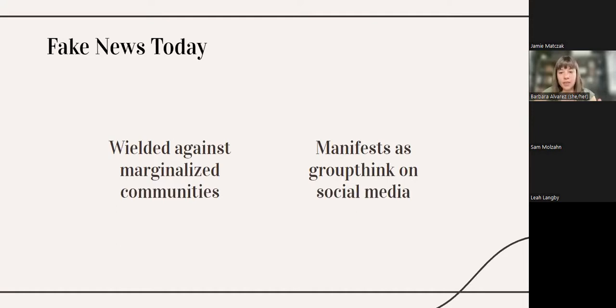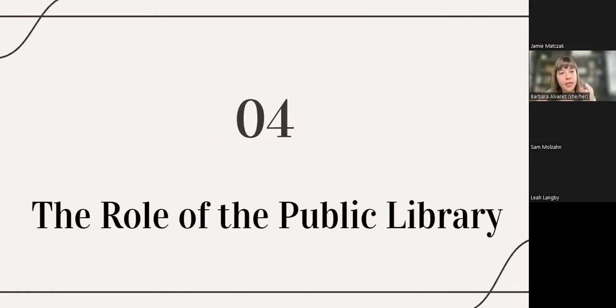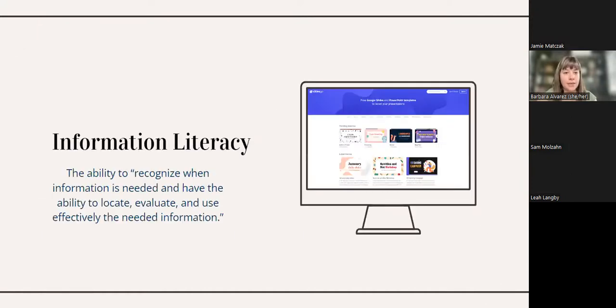So the last piece that I want to talk about before we bring it over to Sam is, how does this relate to the public library? As I said, we need to be aware of this because this is happening in our communities. It can be very harmful, but also this relates directly to the role of librarianship. So the next slide talks about what information literacy is. This is a key foundation of librarianship.